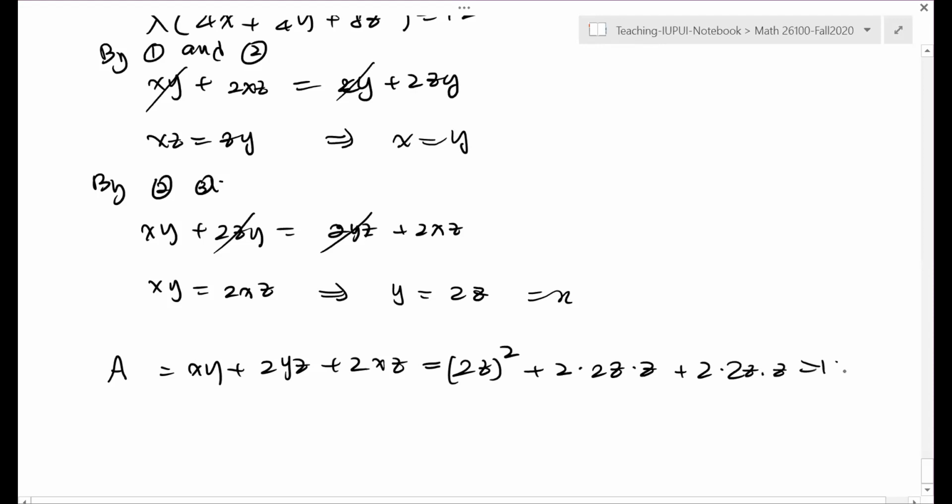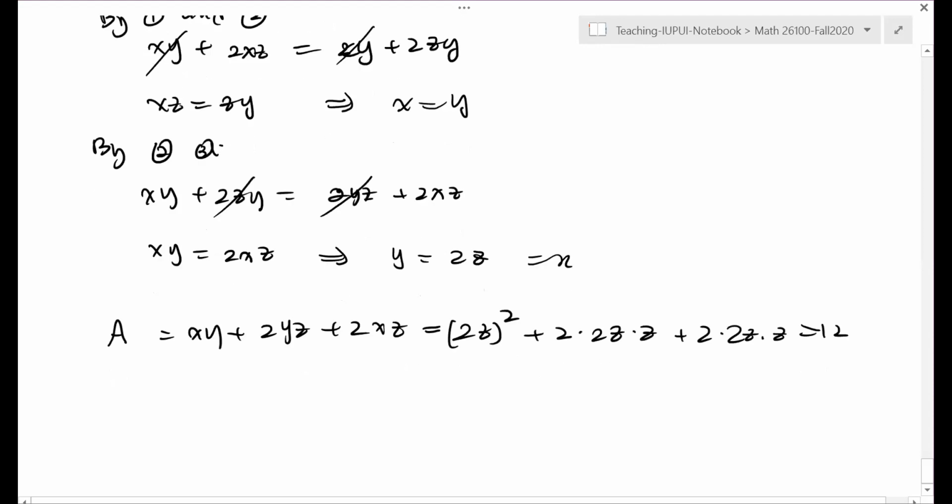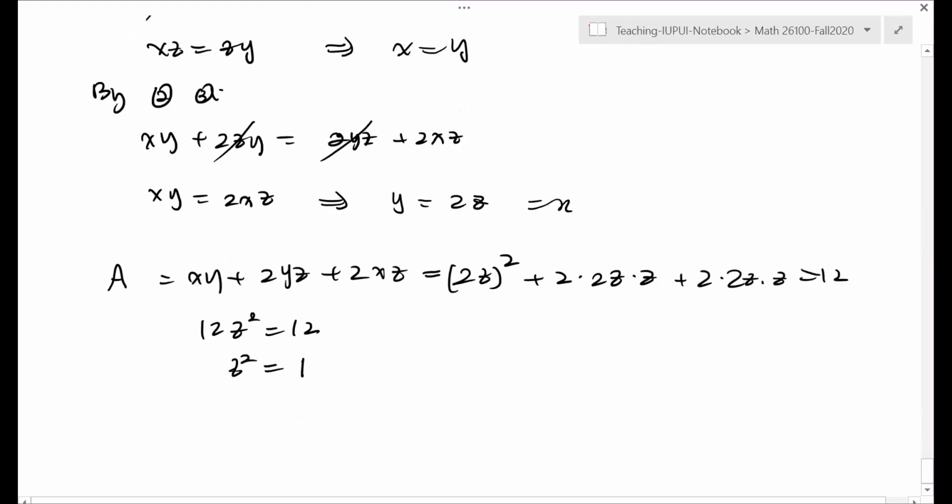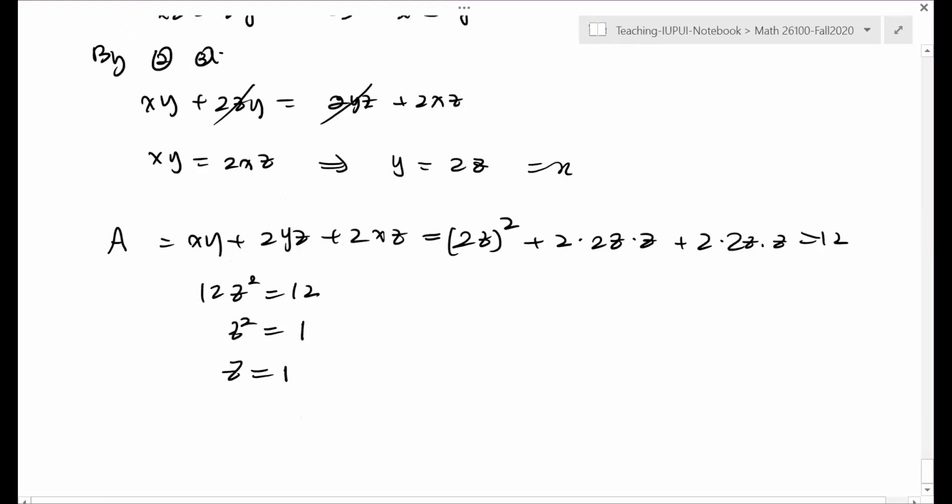So that's going to be 12, right? So you have 4, 4, 4. So 3/4, right? That's 12. So you get 12z squared equals 12. So z squared equals 1. Okay? Z squared equals 1, because we already assumed that z is positive, so z is going to be 1. If z is 1, then x is going to be 2z, so it's 2. Y is going to be 2.